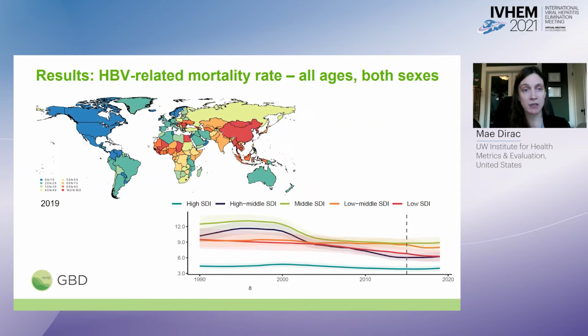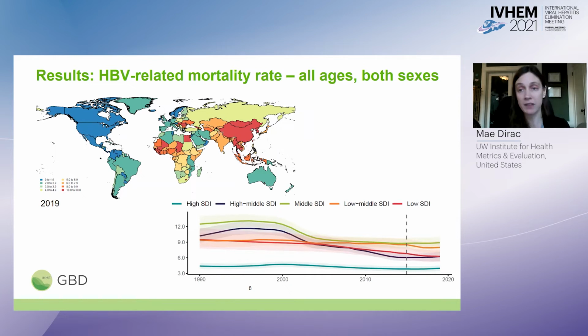First, HBV-related mortality rate. So the sum of cirrhosis, liver cancer, and acute hepatitis, all due to hepatitis B. In the upper left, I show the mortality rate for all ages and both sexes combined in all of the 204 countries and territories in our estimation framework, with blue representing mortality rates of less than 2, and then a scale that goes up to the red countries, which have mortality rates, even into 2019, between 10 and 30 per 100,000.